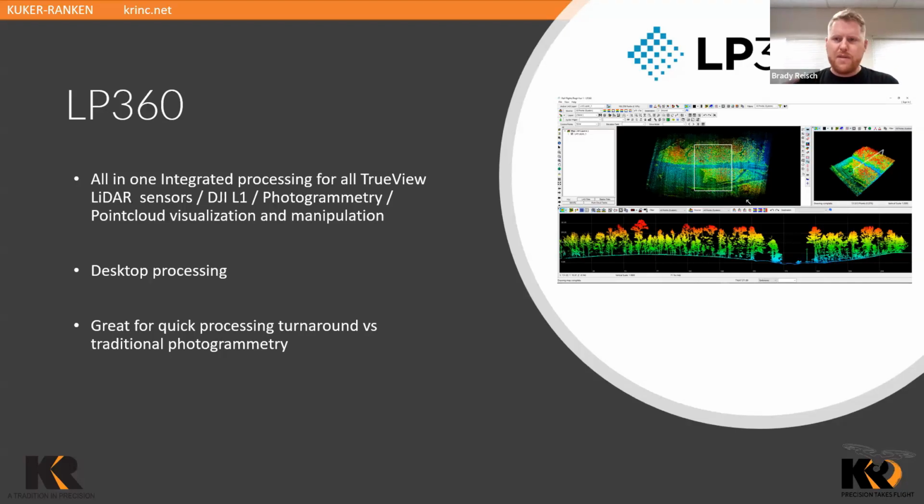So in order to process all this data, all these sensors go in through a centralized processing program called LP360. This allows us to process any of the TrueView sensors, and actually the DJI sensors as well, any photogrammetry from Autel, or from Maptek, or from Inspired Flight. There's lots of different ways that we can process this information, but LP360 is a centralized piece that is agnostic to most brands. So you can throw anything you want at it in order to process your point cloud and gather information. This is desktop processing.